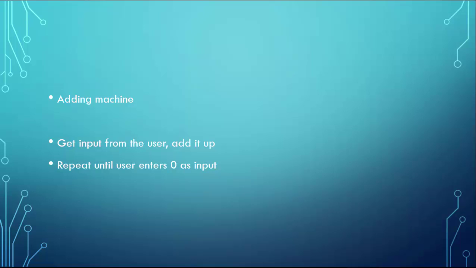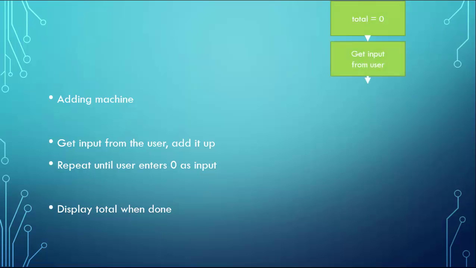So when we go into our loop, we're not sure how many times we'll repeat. It could be 3 times, it could be 100 times. It's going to depend on the user. And at the end, when we're done, after they've typed 0, we'll display our total. So in order to do this, we'll start and say our total is 0 to give it an initial value. We'll get the input from the user, and if that input is not 0, we'll go into our loop.